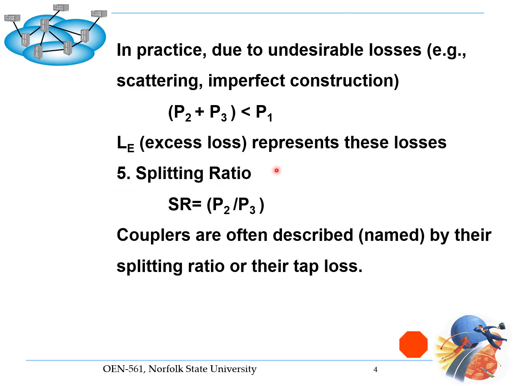And the last parameter is the splitting ratio. It is the ratio between port P2 and P3. For example, if signal is split 50-50 between port 2 and P3, the splitting ratio will be 1:1.